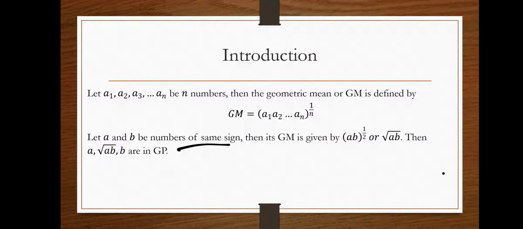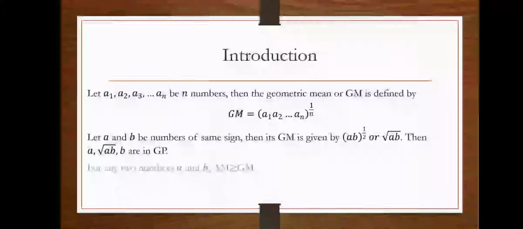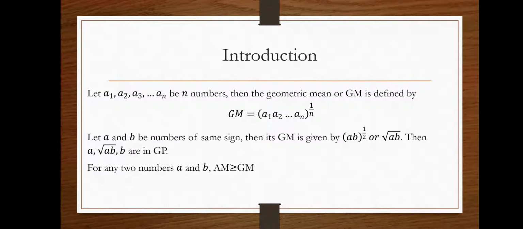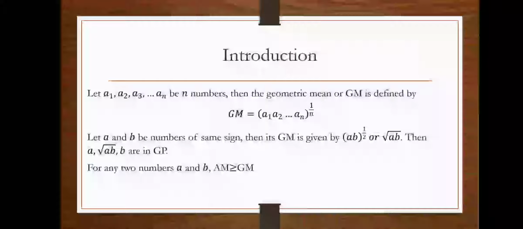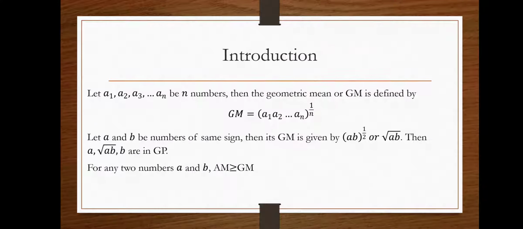And for any two numbers a and b, the arithmetic mean is always greater than or equal to its geometric mean. Now, it can become equal only if the numbers are the same. If the numbers are not distinct, that is a and b are two same numbers, then the arithmetic mean becomes equal to the geometric mean. But otherwise, if we have two distinct numbers, then the arithmetic mean is always greater than the geometric mean. Now, how to prove that?